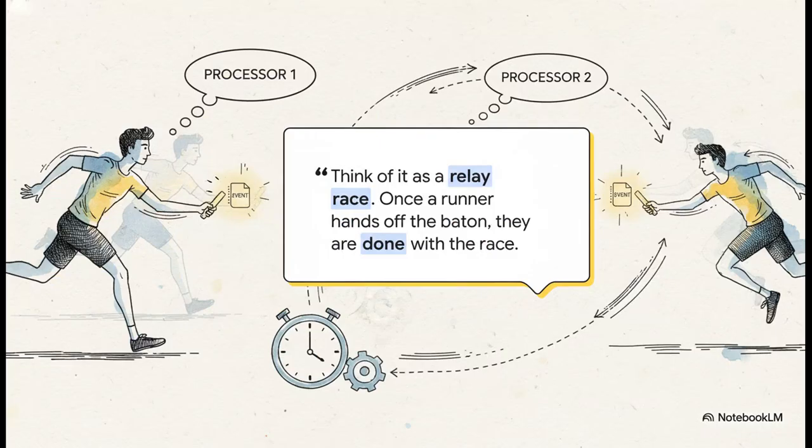The source material uses this fantastic analogy for this. It's like a relay race. A processor grabs the event, that's the baton, it does its part of the race, and then it passes it along by creating a new event for the next runner. And here's the crucial part. Once it hands off that baton, its role in that specific workflow is completely over. It's now free to grab the next baton and start running again.